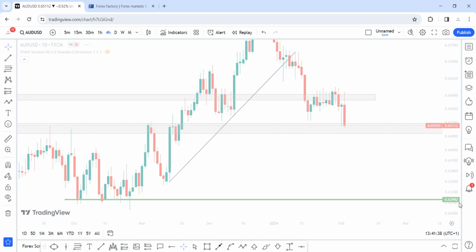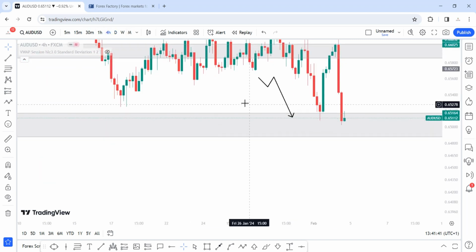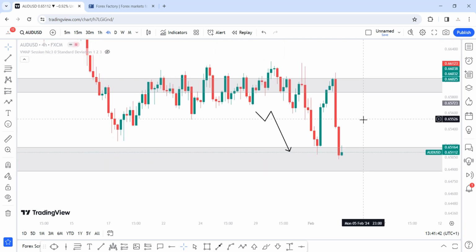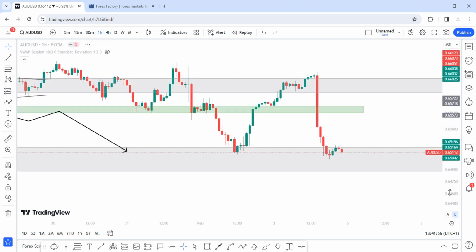Now let's go to the 4-hour time frame. So on the 4-hour time frame, the same thing applies. Let's wait for price to take out this region, which is between 0.64873 and 0.65183.